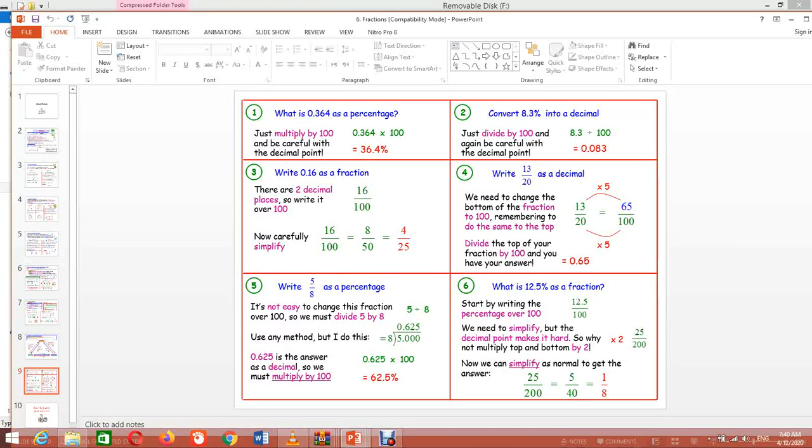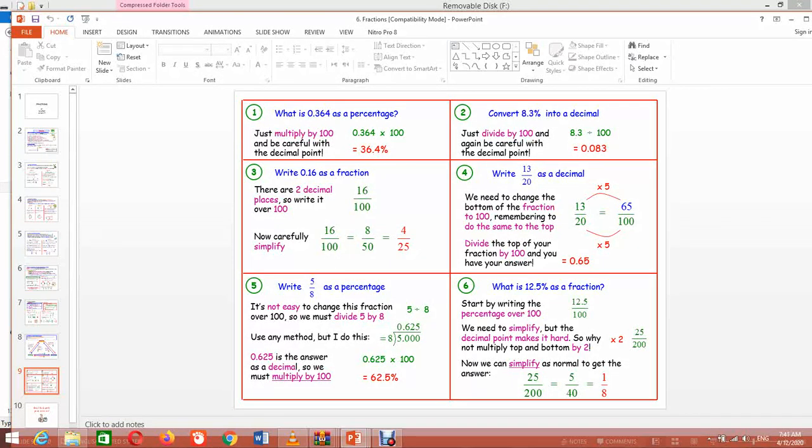Then 6, what is 12.5% as a fraction? First and foremost, fellow students, start by writing the percentage over 100. So 12.5 over 100. Then we need to simplify. But the decimal point makes it hard. So why not multiply the top and bottom by 2? We need to do away with the decimal point. So 12.5 times 2 will give us 25, and 100 times 2 will give us 200. So we have 25 over 200.